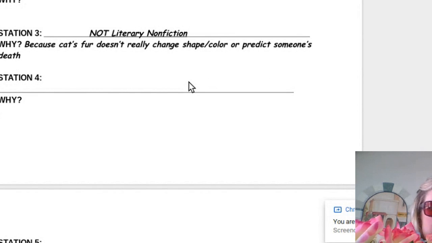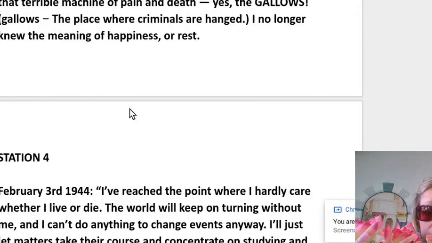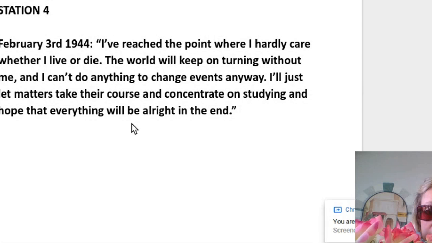Let's go ahead and look at station number 4. Station number 4, February 3rd, 1944. We start with the date, and it's a person telling you about their inside thoughts and feelings.